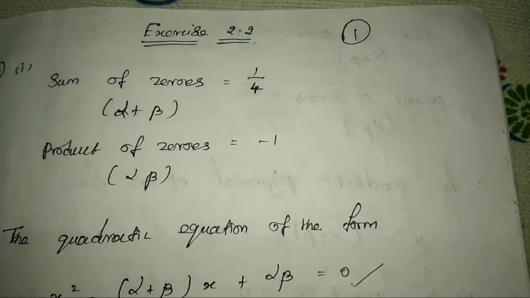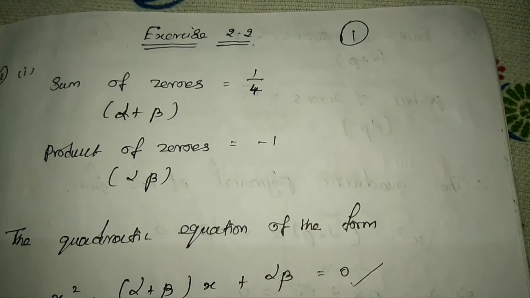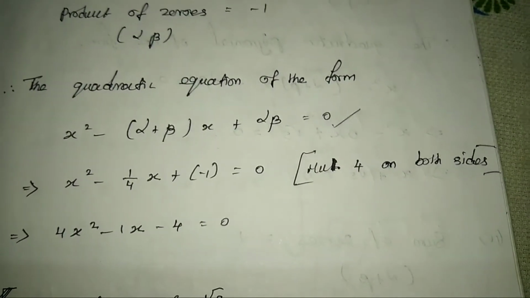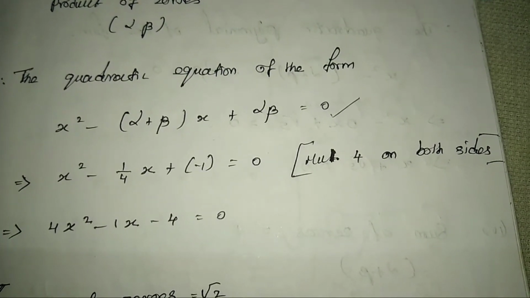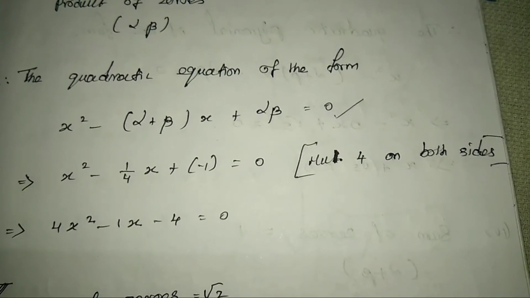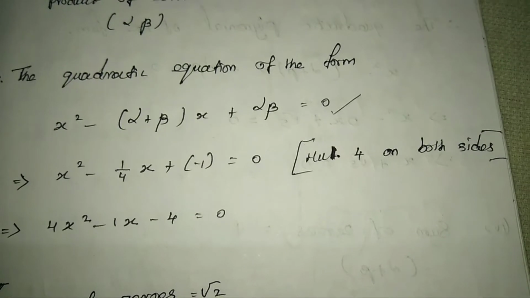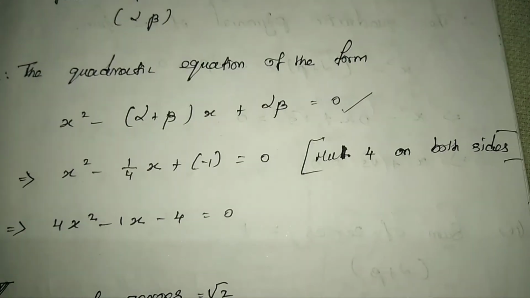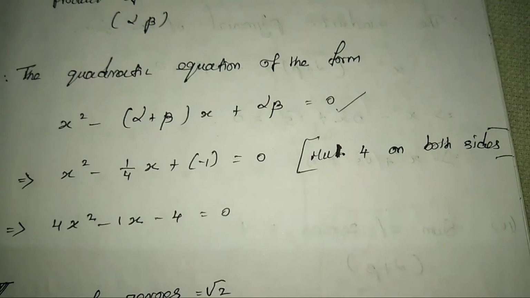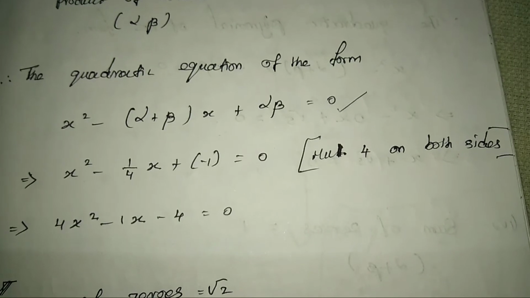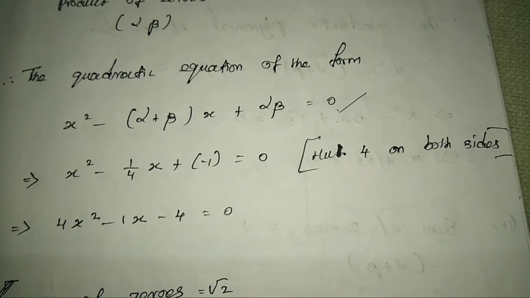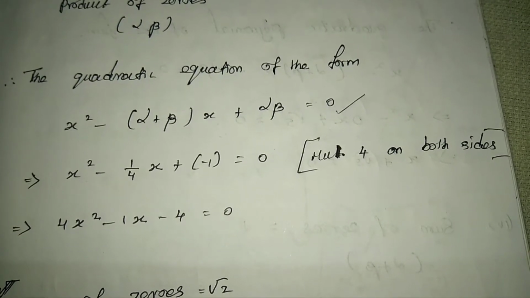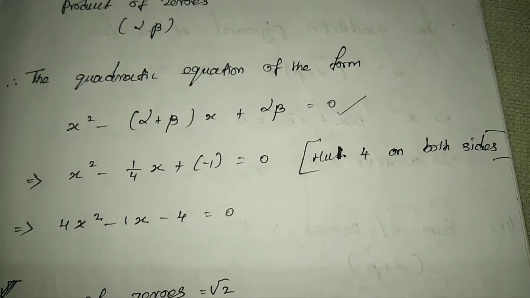So the sum of the zeros they gave is 1/4. That means alpha plus beta is equal to 1/4. Next, the product of the zeros is 1, that is alpha into beta is equal to 1. Now the quadratic equation is of the form x squared minus (alpha plus beta) x plus alpha into beta. That means when we write the quadratic equation in terms of zeros, it can be written as x squared minus the sum of the zeros into x plus the product of the zeros. The sum of the zeros is the coefficient of x, and the product of the zeros is the constant in a quadratic polynomial. So the form is x squared minus (alpha plus beta) x plus alpha into beta, which is equal to 0.